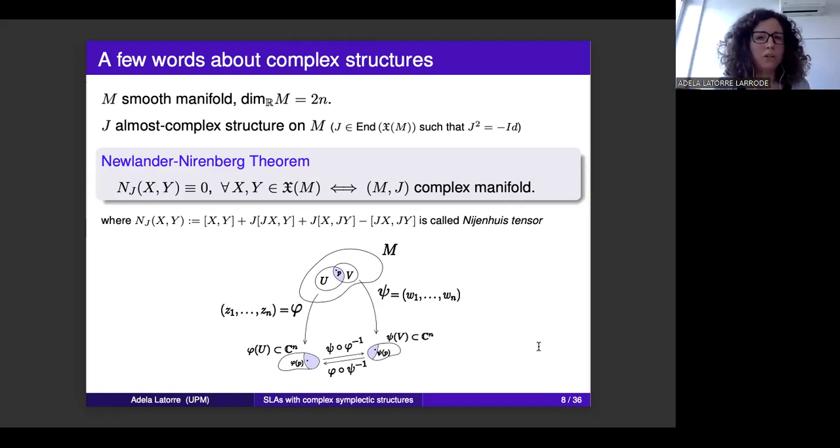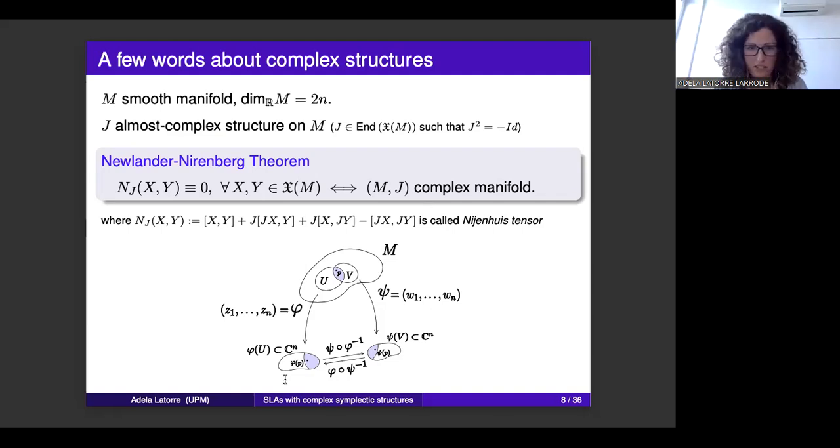The interest, let's say, in complex structures comes because they are a link between smooth manifolds and complex manifolds. A complex manifold can be defined in a similar way to a smooth manifold, but just replacing R^m by C^n. And then as we are moving between C^n and C^n, as you can guess, the changes of chart are not just diffeomorphisms, but holomorphisms, biholomorphisms, in fact.